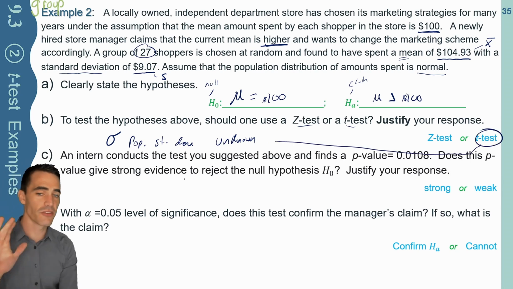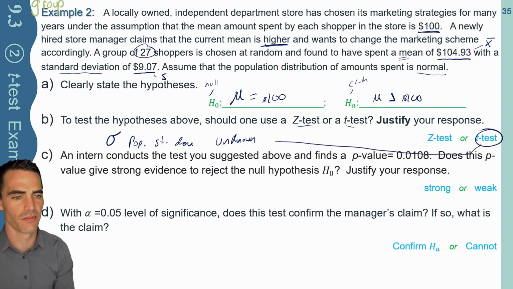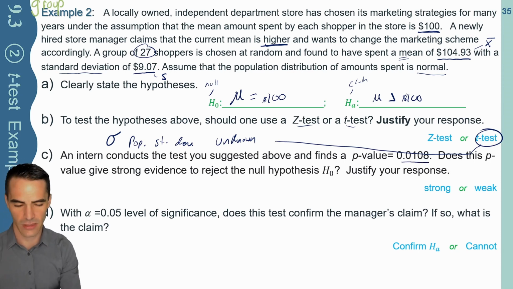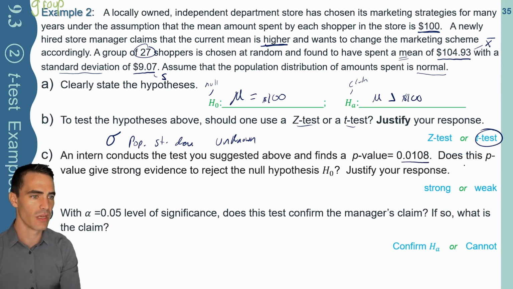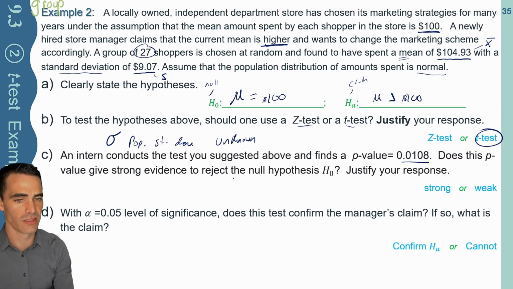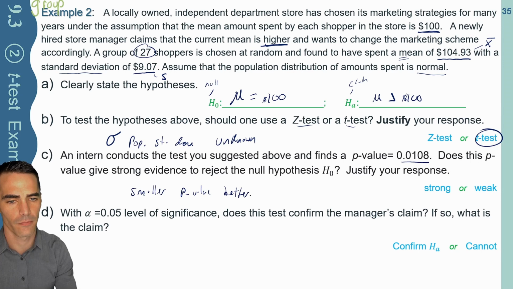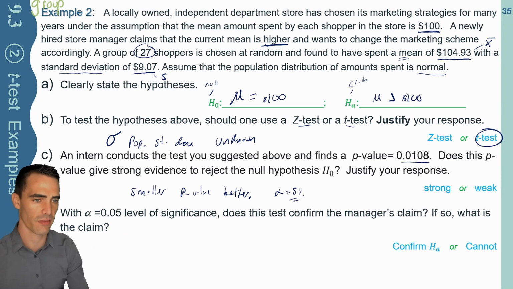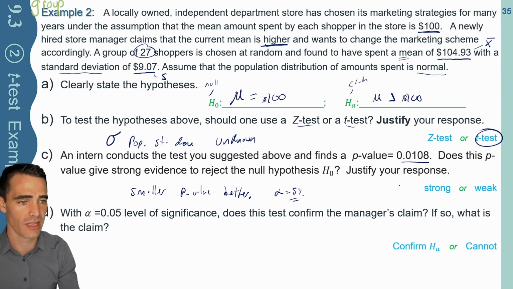T-test. Let's say an intern conducted the test that we suggested above and finds a p-value of 0.0108, or about 1%. Does this p-value give strong evidence to reject the null hypothesis? Justify your response. Again, our little notion here was the smaller the p-value, the better. Our rule of thumb was that alpha was 5%. That was a nice rule of thumb, a standard out there. And yeah, we're quite a bit less than that.